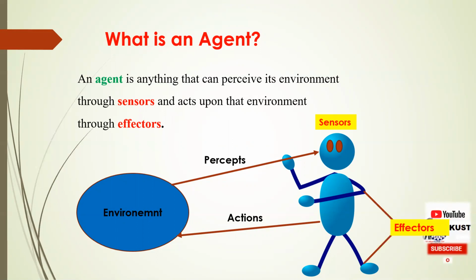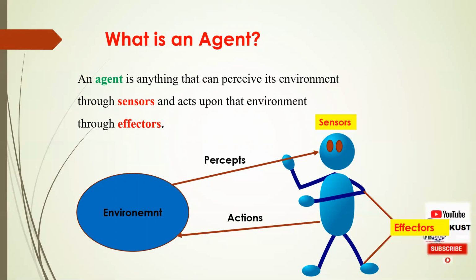And effectors are the devices which affect the environment. That is, effectors are used to perform some action. Effectors can be legs, wheels, arms, fingers, wings, and it may be a display screen. We can say that a human is an agent that has sensory organs such as eyes, ears, nose, and tongue, and other organs such as hands, legs, and mouth as effectors.